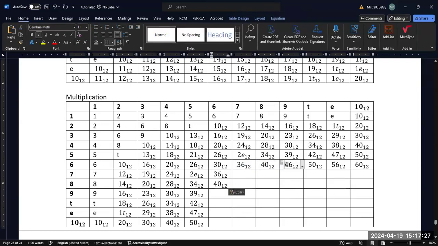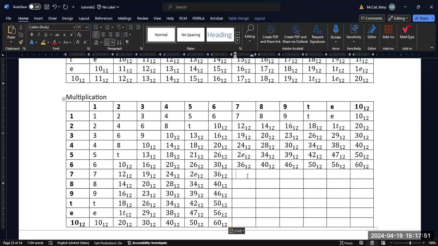So notice how the sixes behave relative to base 12. They behave kind of like 5 does for base 10 because it's exactly halfway. So all the numbers alternate 6, 0, 6, 0, 6, 0.